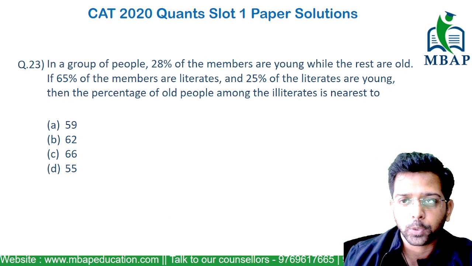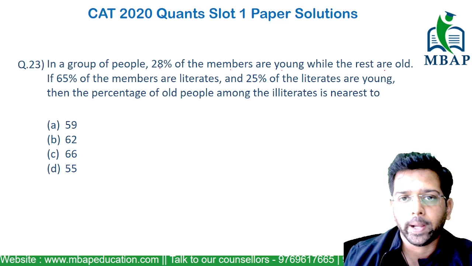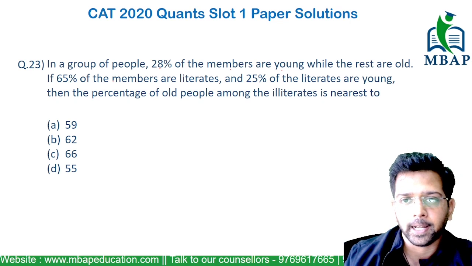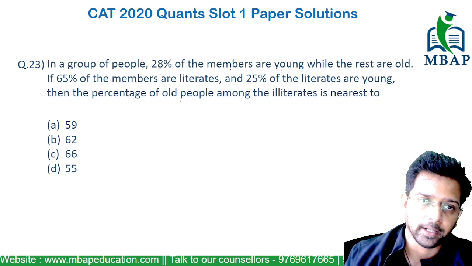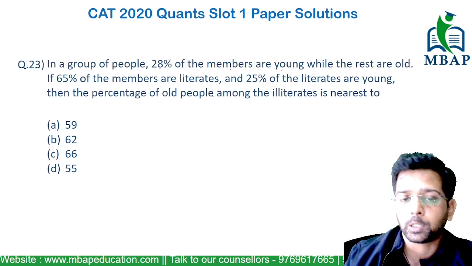Let's have a look at the next question. The question says, in a group of people, 28% of members are young, while the others are old. 65% of members are literate and 25% of literate are young. The percentage of old people who are among the illiterates is nearest equal to what?